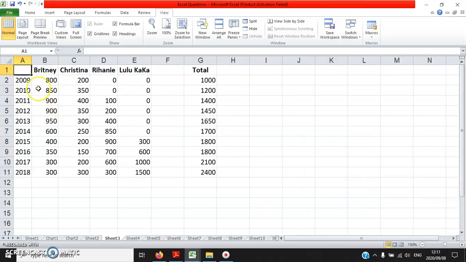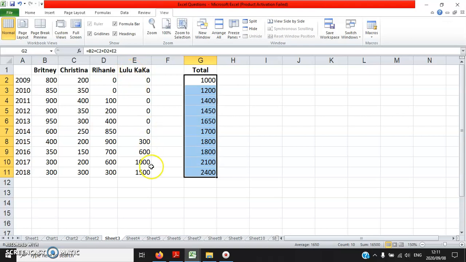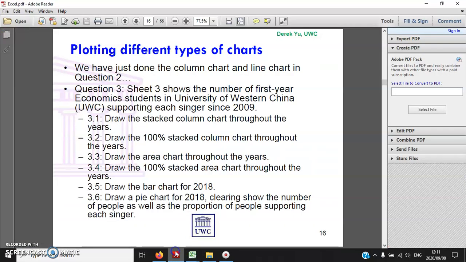Okay, so it's about a survey to the students, but the sample size is not the same every year. It's about asking them their favorite singers. So there are 4 singers for them to choose: Britney, Christina, Rihanna, Lulu Kaka. Okay, and then let's look at the question.